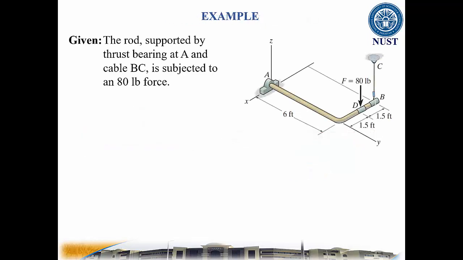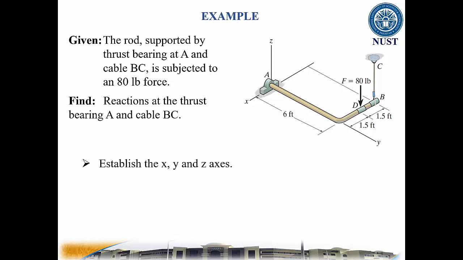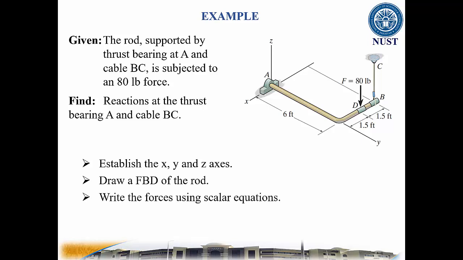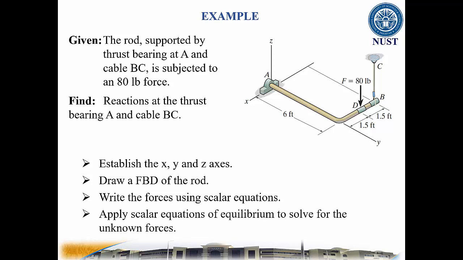Let's consider this example. The rod supported by the thrust bearing at A and cable BC is subjected to an 80 pounds force. To find the reactions at the thrust bearing A and cable BC, we need to follow these steps in a sequence. First of all, establish a proper XYZ coordinate axis. Draw a free body diagram of the rod. Write the forces using scalar equations. Apply scalar equations of equilibrium to solve for the unknown forces.